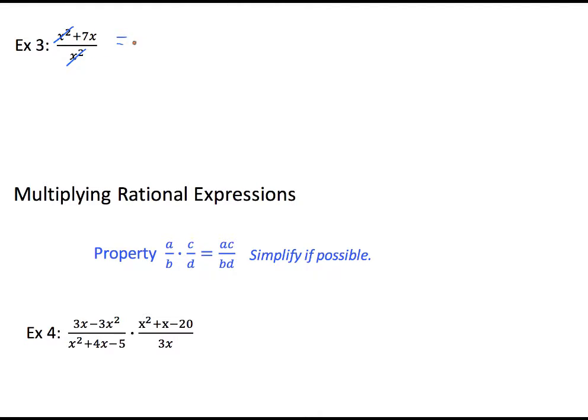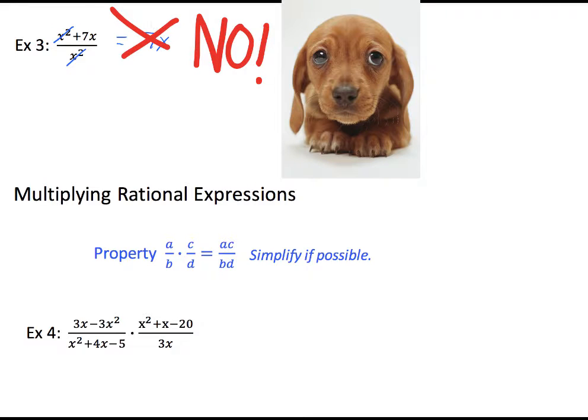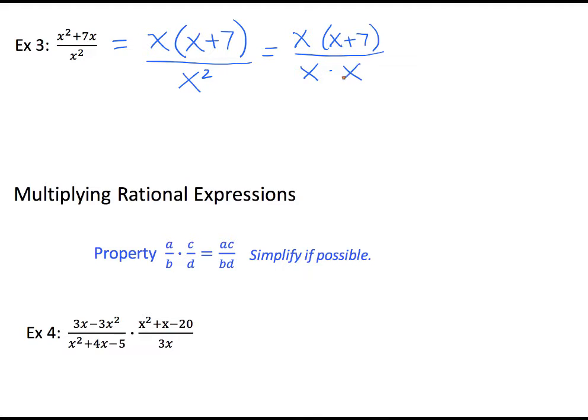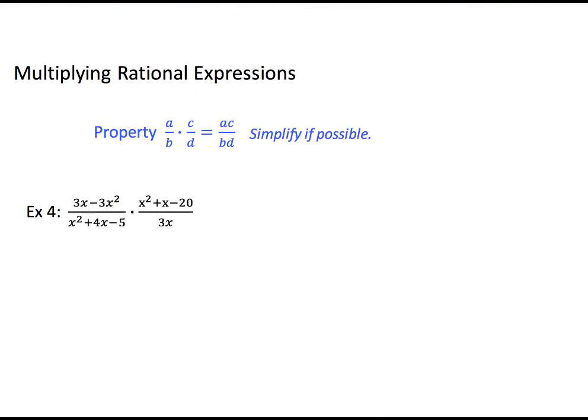Let's take a look at the next one. Can I cancel out the x squareds and just say the answer is 7x? What do you think? No, we cannot because you're adding here. This is a sum. More puppy murder has been committed. Let's take care of this properly. You have to first factor. Factor out a common x, and you're left with x times x plus 7 over x squared. Now, because we're just multiplying and dividing, we're not adding or subtracting these quantities, you can cancel out one pair of x's, and you're left with x plus 7 over x. This is the correct way to handle simplifying these expressions.